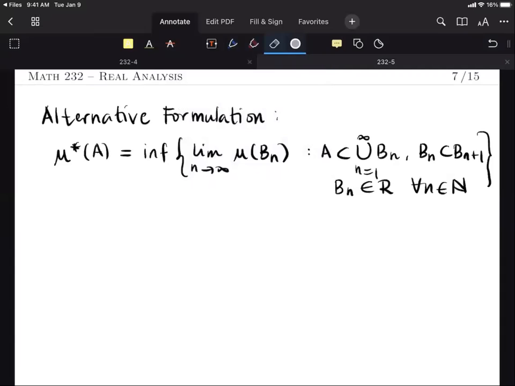Okay, so instead of taking the sum, if you have an increasing covering of A consisting of elements of the ring, then you can simply take the limit. And I will not provide the proof. If you are interested, there is a proof in the course notes, and you can look at it.